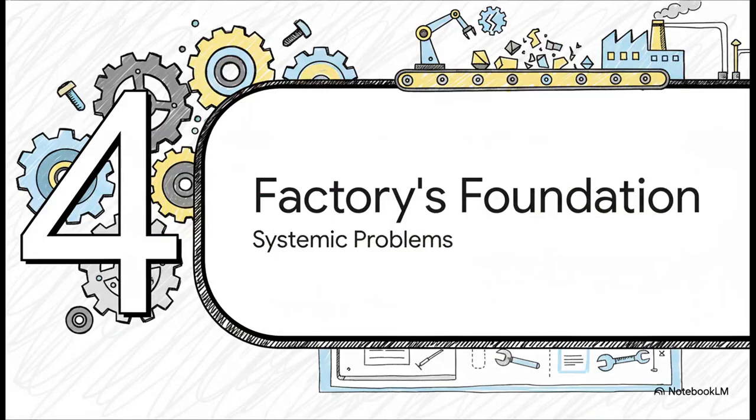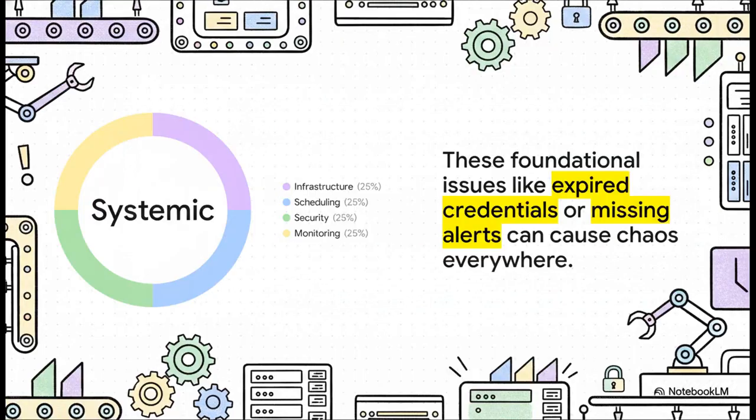Okay, so we've walked the entire assembly line, from one end to the other. But here's the thing. Sometimes the problem isn't on the line itself. It's deeper. It's in the factory's foundation, these big, systemic issues that can cause chaos literally everywhere. Yeah, these are the big picture problems. The infrastructure itself can just fail. Your compute cluster runs out of memory. The scheduler can flake out. A trigger doesn't fire when it's supposed to. A security token can expire, and bam, everything gets locked down.